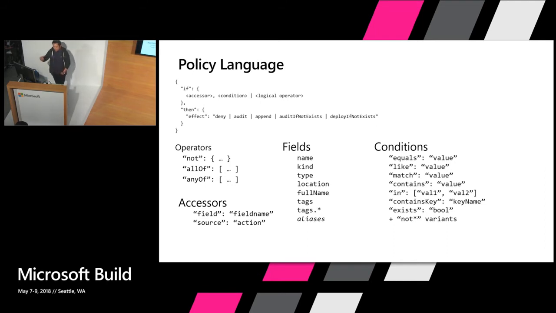To summarize, this is basically the overview of what the policy language looks like. We have a basic if-then statement, and we offer a number of logical operators, which includes all of or any of. This is basically and or. You have negation support.